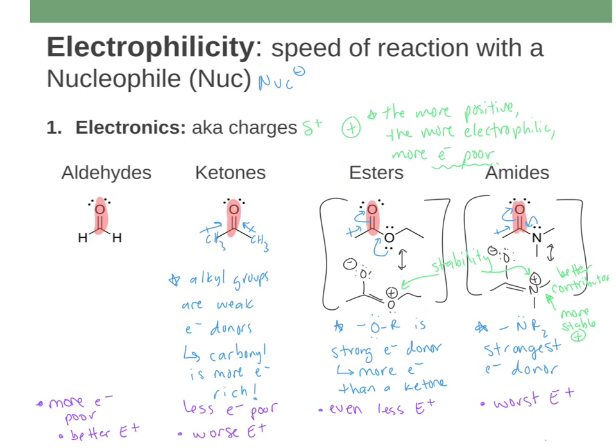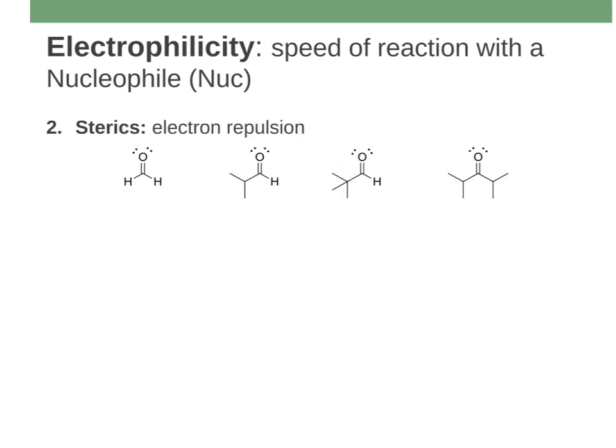And it's just because they're more electron rich. This is all just electronics. It's just looking at resonance structures. So let's take a look at sterics, which is much more straightforward. For sterics, we're just talking about electron repulsion.